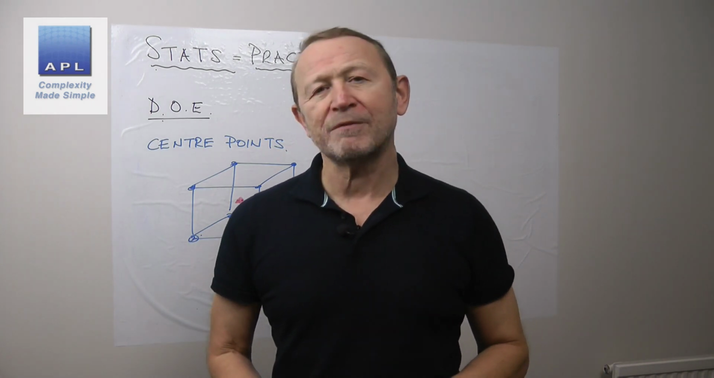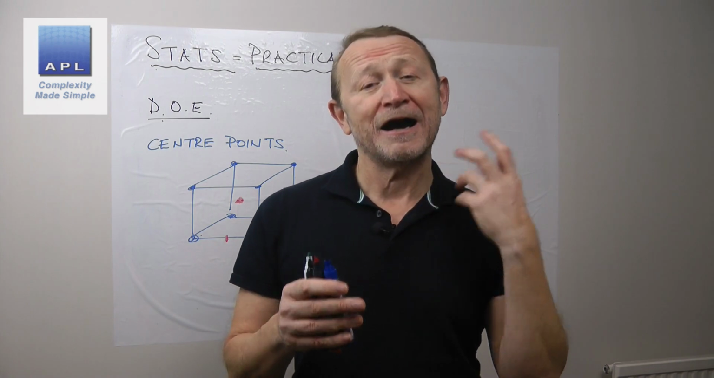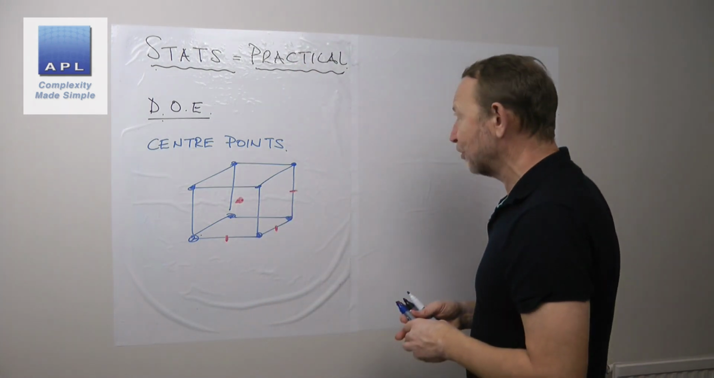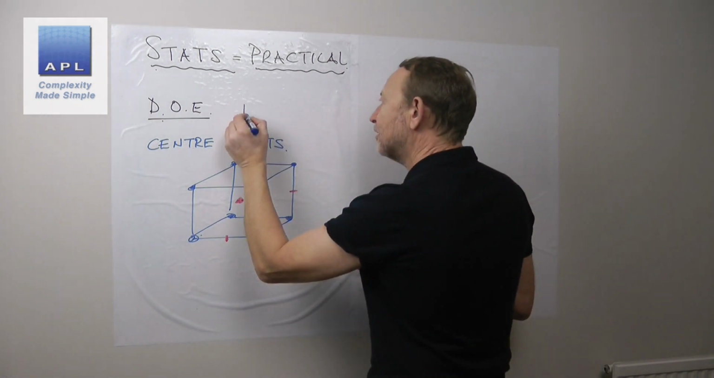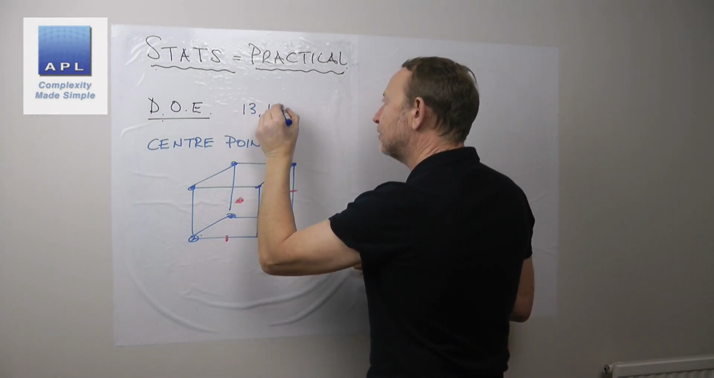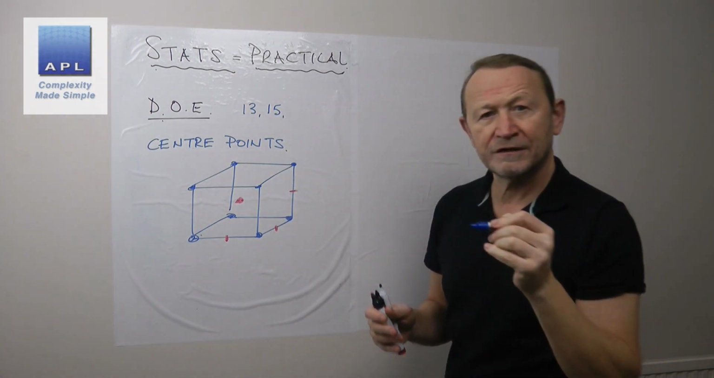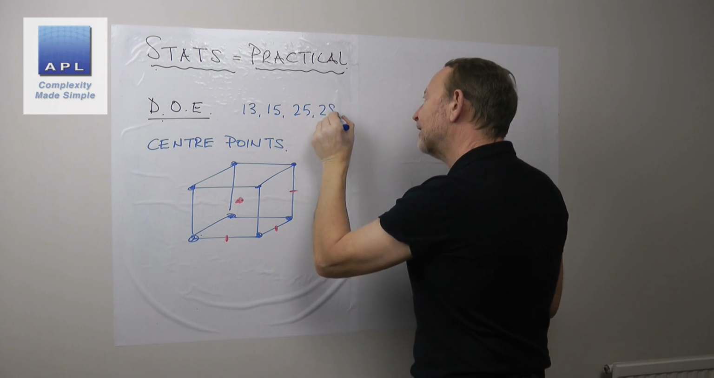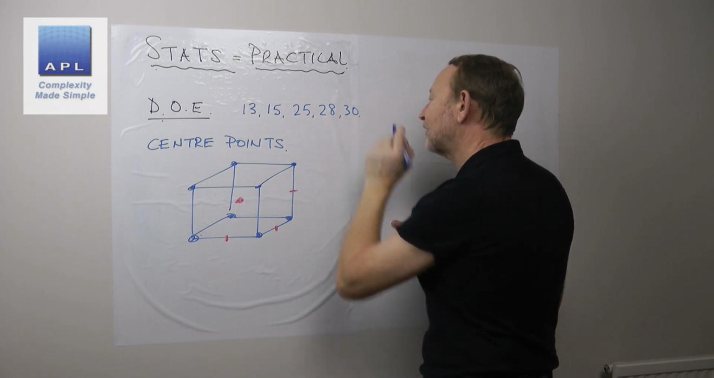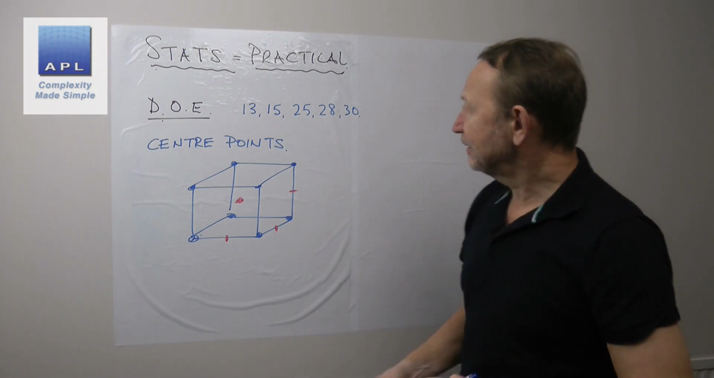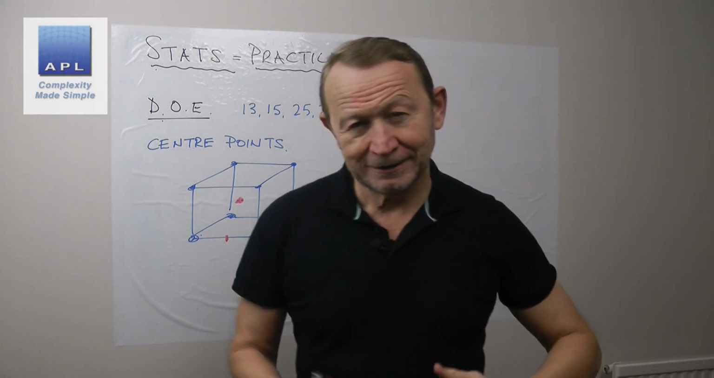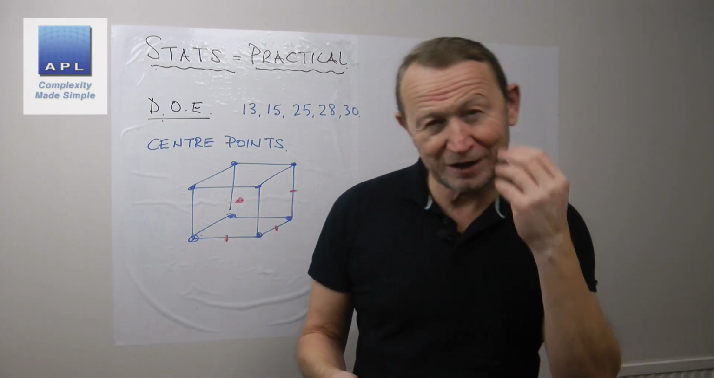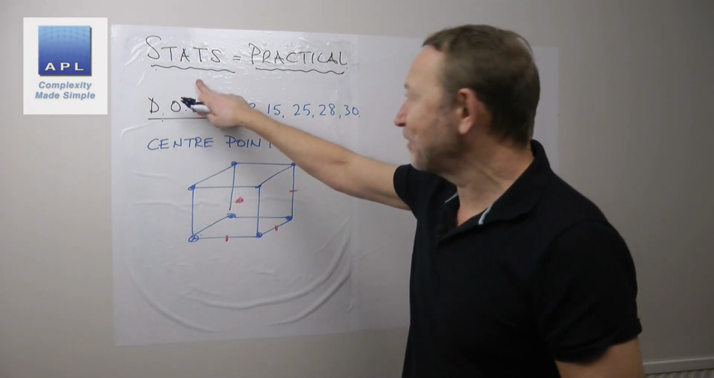But anyway, somebody had done their DOE and they'd run the center points and they got center point results that look like this. They got 13, 15, 25, 28 and 30. That's what they got. And they said, is this wrong? I think that was the question. They said my lack of fit, so they'd been statistical.